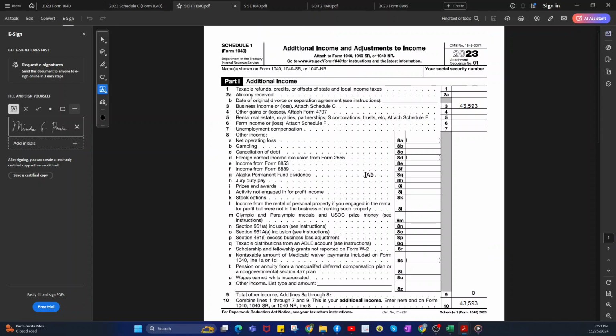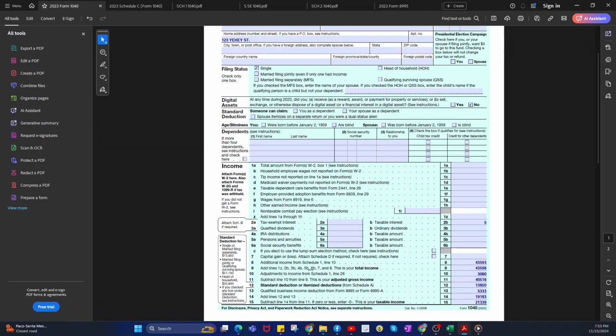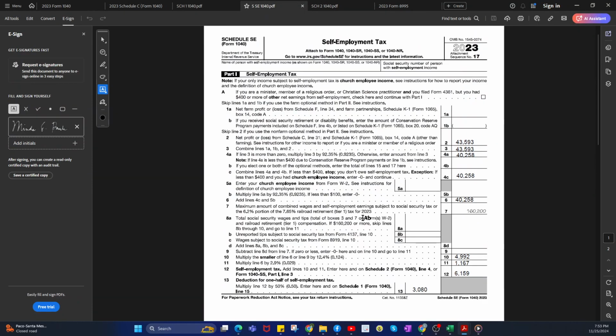So if you will notice for Schedule 1, it's indicated Schedule 1, line 10. So that's why it goes here. Schedule 1, line 10. All right? So we have here also the self-employment tax.